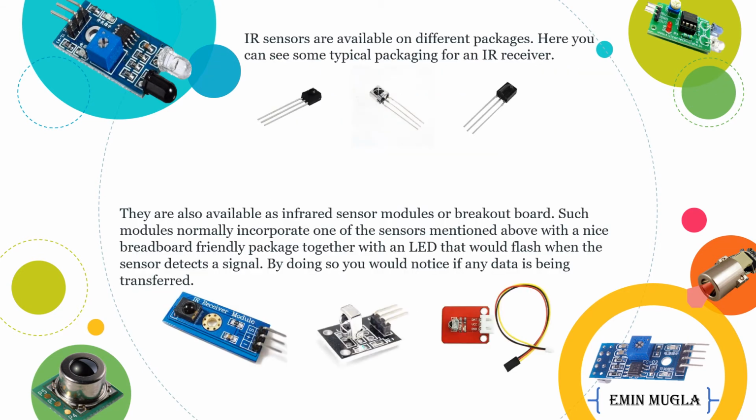IR sensors are available in different packages. Here you can see some typical packaging for an IR receiver, as we see in the pictures. They're also available as infrared sensor modules or breakout boards. Such modules normally incorporate one of the sensors mentioned above, with a nice breadboard-friendly package, together with an LED that will flash when the sensor detects the signal. By doing so, you will notice if any data is being transferred.